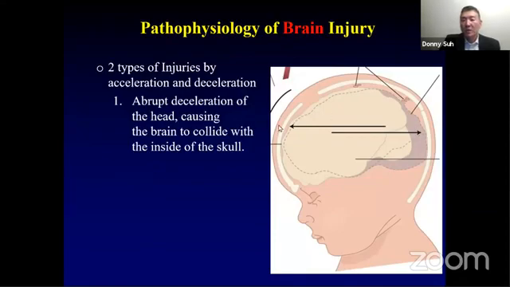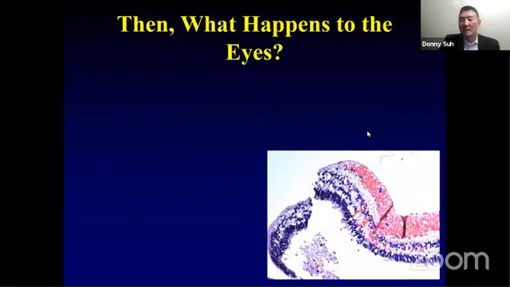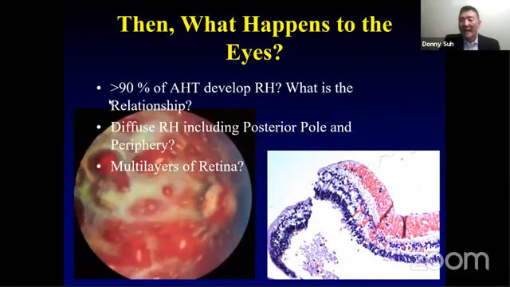We actually understand what goes on in the brain, with the brain shifting back and forth with the coup and counter-coup, but we really don't have a clear understanding of what actually happens in the retina, and why 90% of the patients with this condition develop retinal hemorrhage. And it's not just a simple retinal hemorrhage. It occurs throughout the entire retina, in the pre-, intra-, and subretinal areas. As we all know, there aren't too many conditions that can actually cause that. On top of that, the retinal hemorrhage is not localized to the posterior pole, but extends to the entire periphery. And why is that?